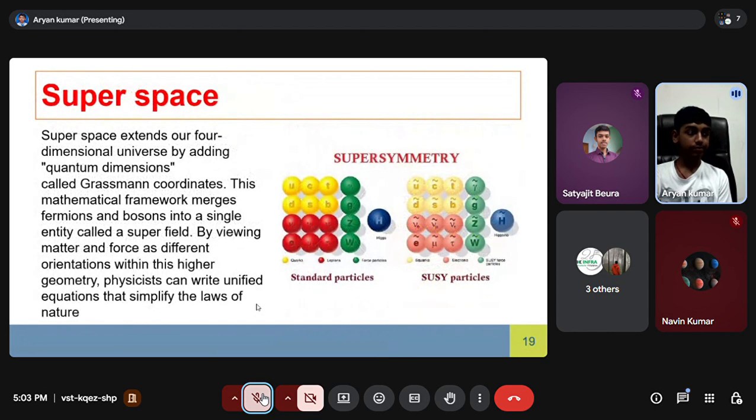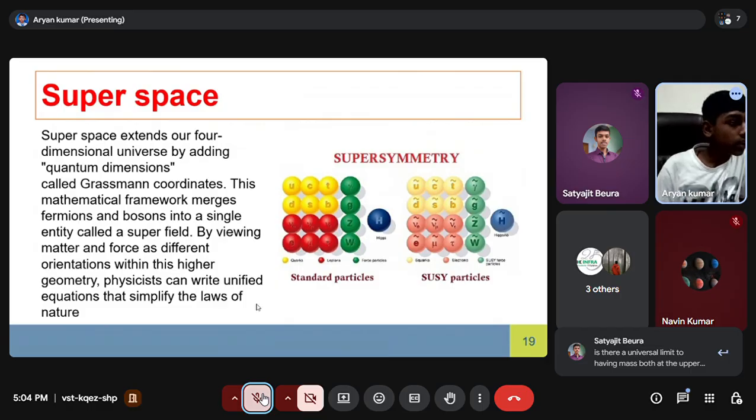Okay, so superspace. Superspace extends our four-dimensional universe by adding quantum dimensions. These are also called Grassmann coordinates. This mathematical framework merges fermions and bosons into an entity called a superfield, by viewing matter and forces as different orientations within it.